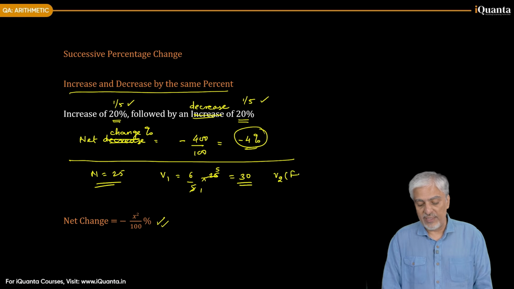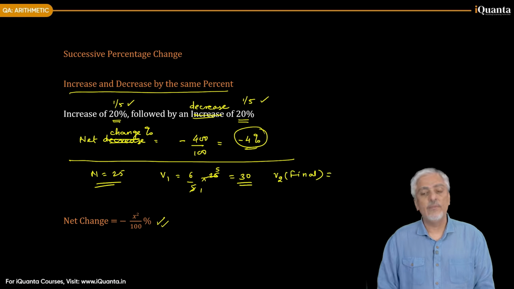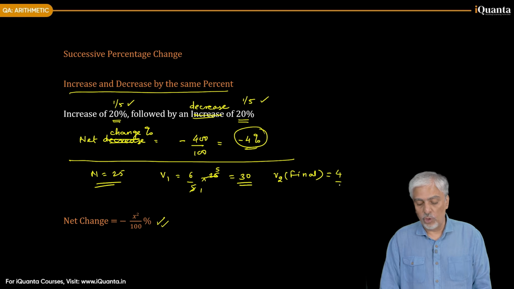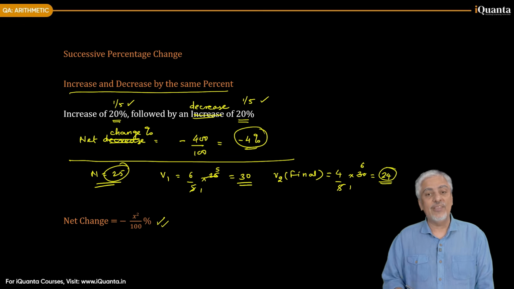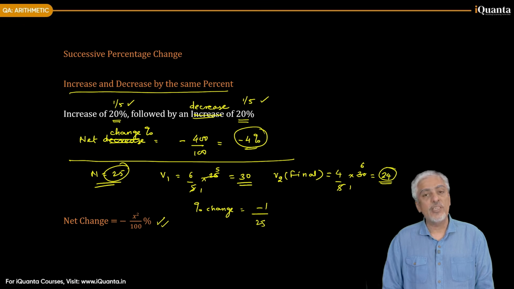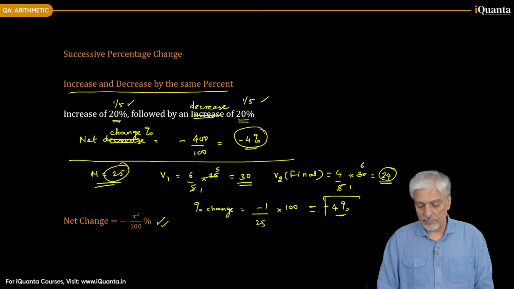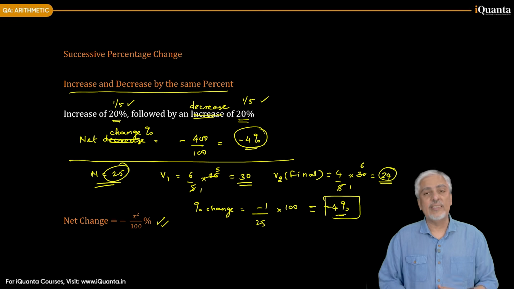Value 2, which will be my final value, will be: now there's a decrease of 1 by 5, so it will become 4 by 5, 4 by 5 of 30, which will make it 24. Can you see we had started with 25 and we have reached 24? So the net change is -1. So the percentage change will be -1 upon original, which is 25, into 100, which is -4%. Right? So that's how you look at successive percentage change.